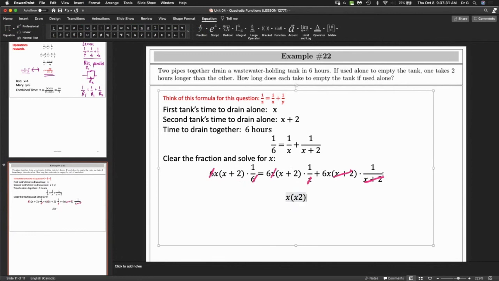We have 6(x plus 2) equals 6x plus... Apparently I can't talk and type at the same time, so maybe I should lower my standards. Okay, there we go. That was a typo.